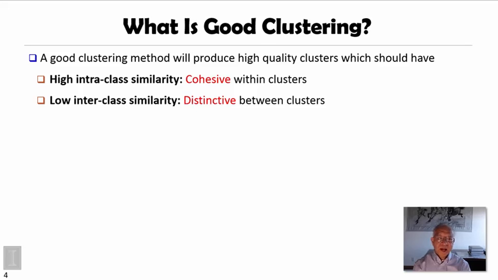What is high intra-class similarity? That means you want to see that the objects within the same cluster are rather similar. They are cohesive. You also want to see that inter-class similarity is low, in the sense that the objects in different clusters are rather dissimilar, or distinctive.